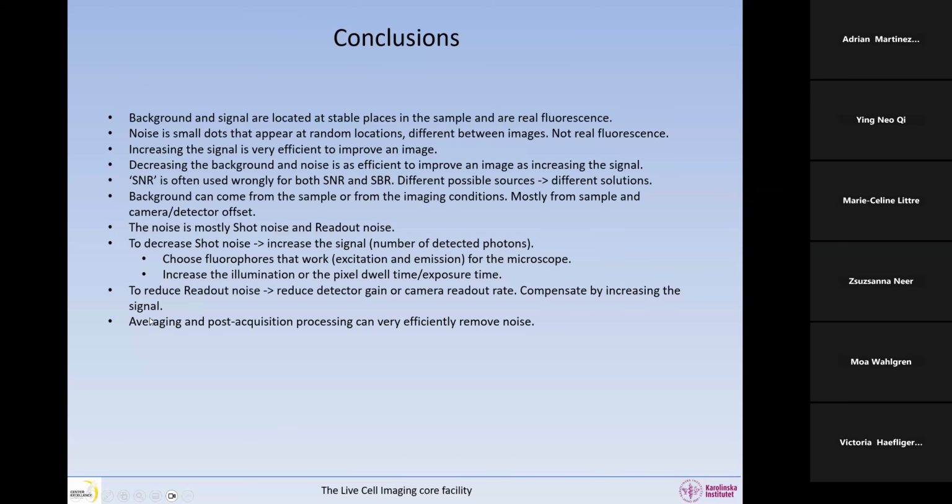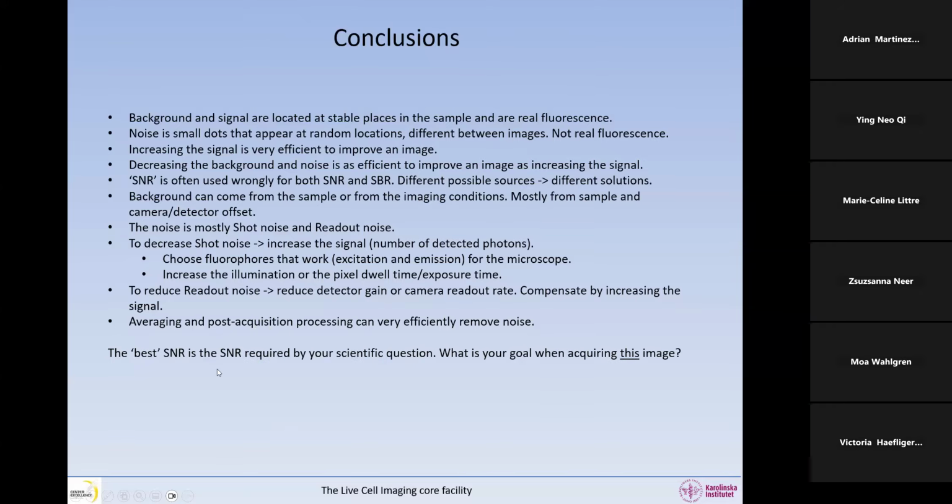So that doesn't work for background, right? It only works for noise. And you can also do some post-acquisition processing, and they are very efficient at removing noise, especially now that we have AI. There's a lot of tools to remove noise because since noise is always dot-like, it's one pixel at a time. So there are some very nice ways to post-acquisition remove the noise.